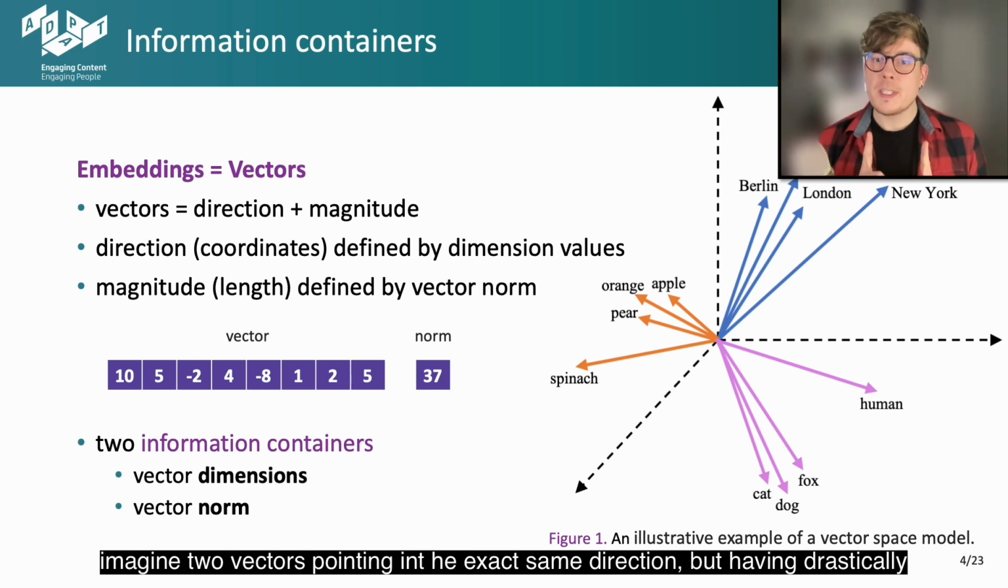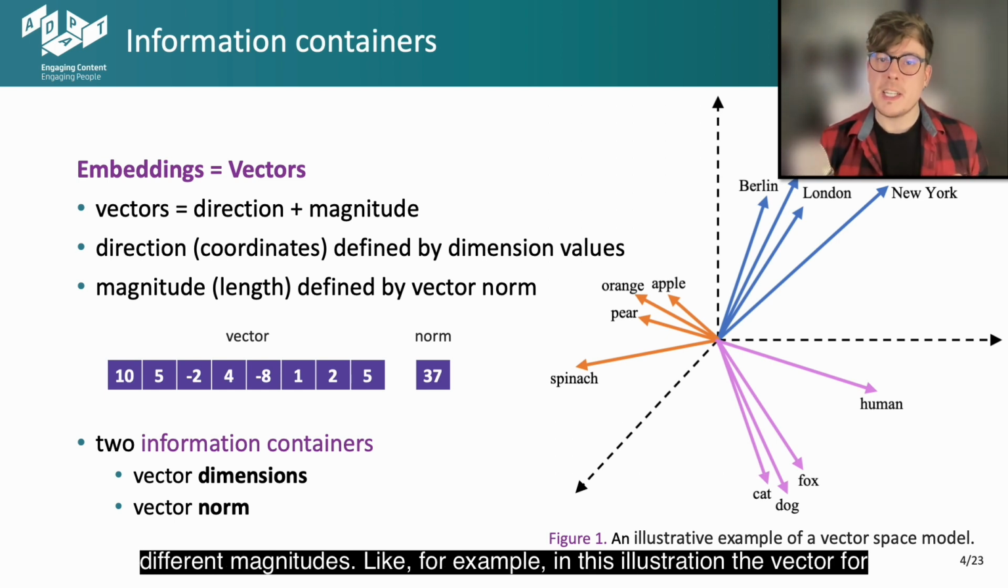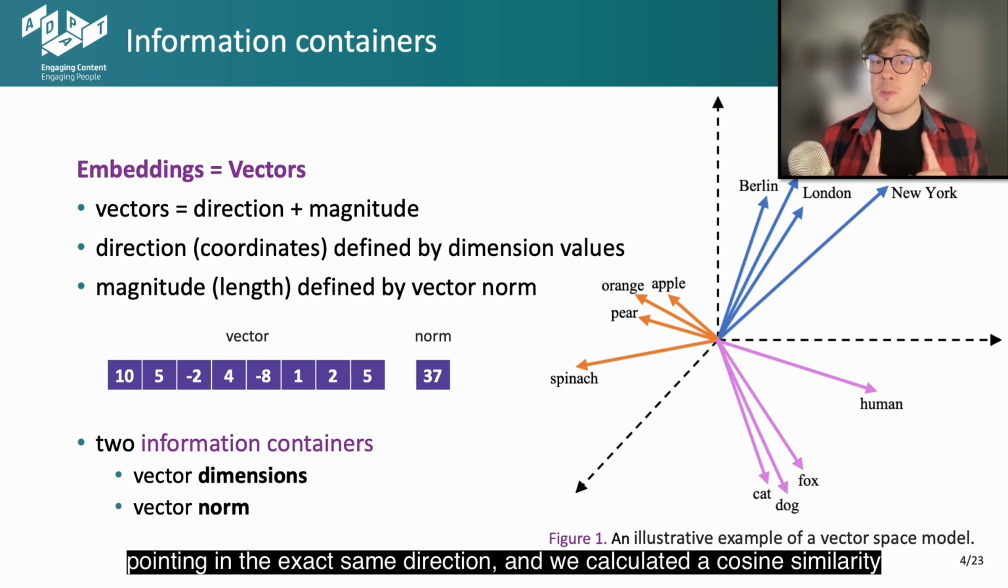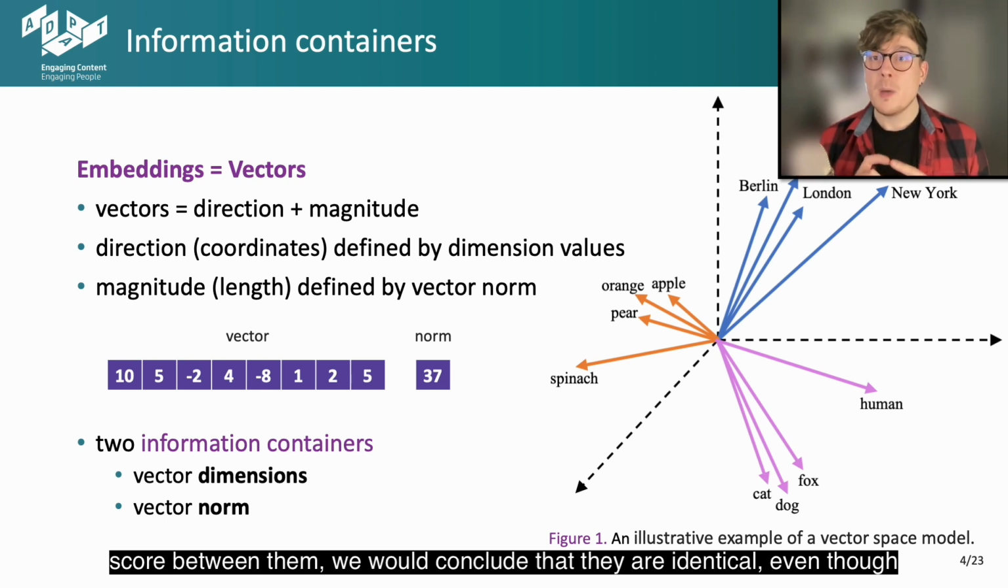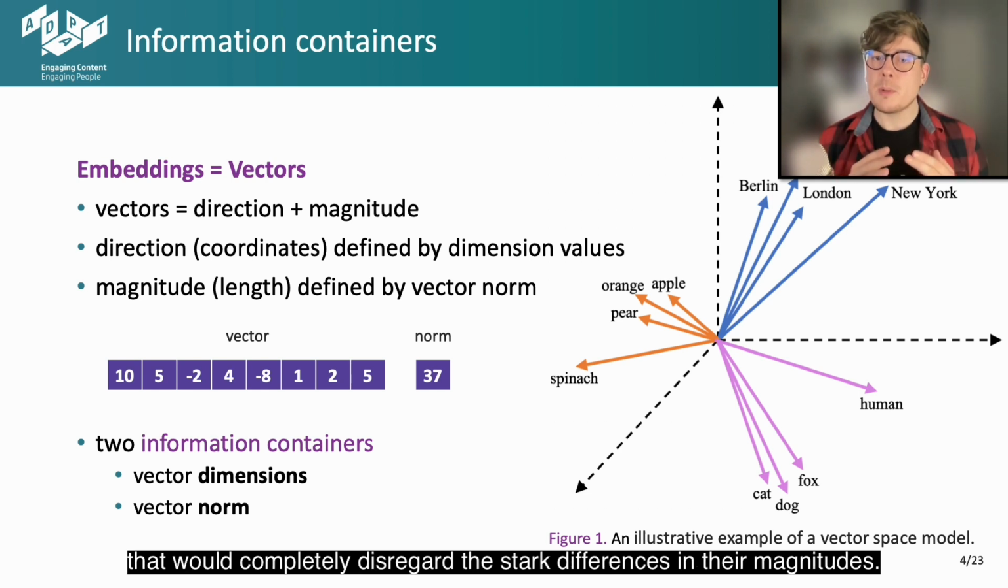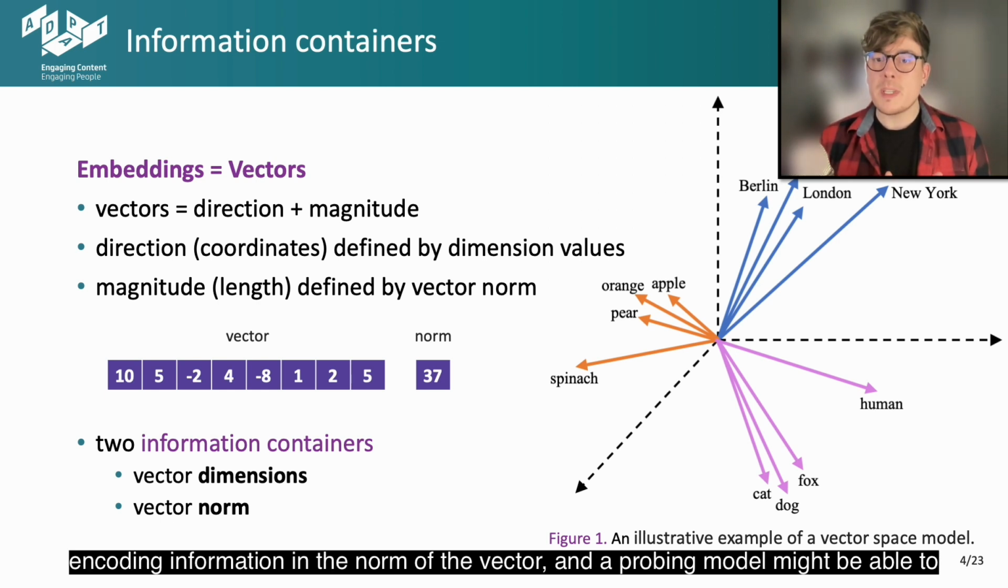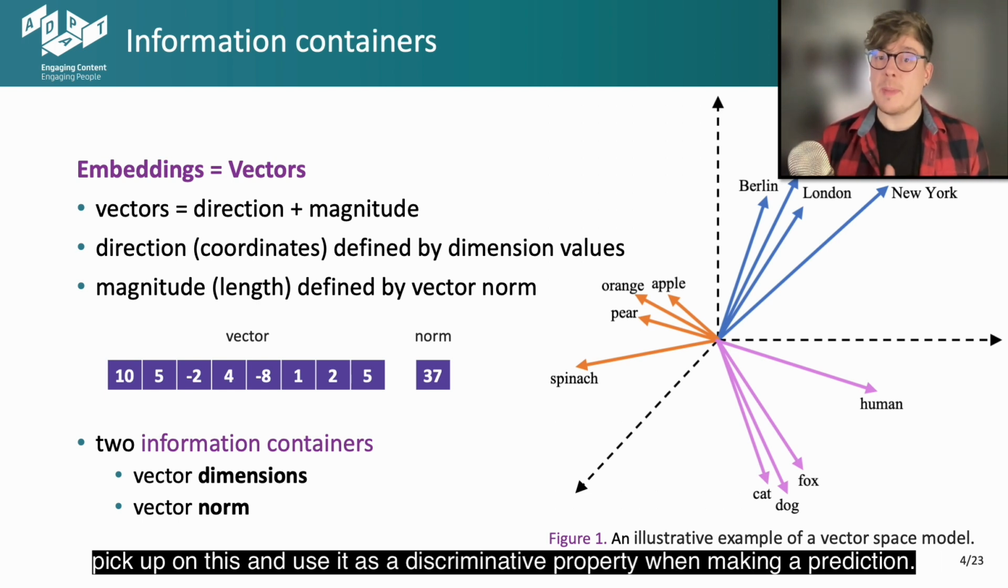Imagine two vectors pointing in the exact same direction, but having drastically different magnitudes. For example, in this illustration, the vector for Apple is very short and the vector for New York is very long. If these two vectors were pointing in the exact same direction and we calculated a cosine similarity score between them, we would conclude that they are identical, even though that would completely disregard the stark differences in their magnitudes. Because of this, we also argue that embedding models might be capable of encoding information in the norm of a vector, and a probing model might be able to pick up on this and use it as a discriminative property when making a prediction.